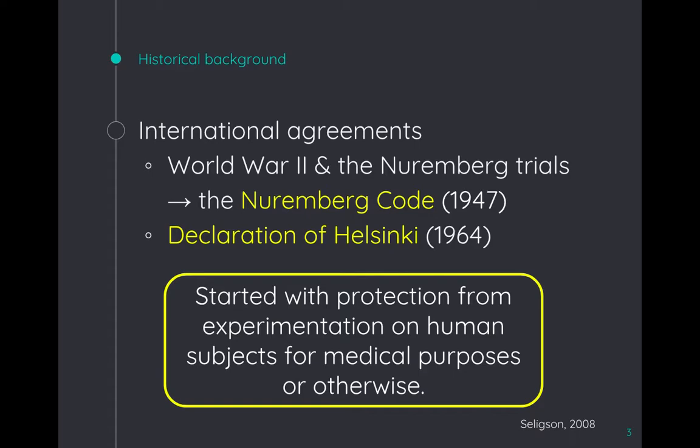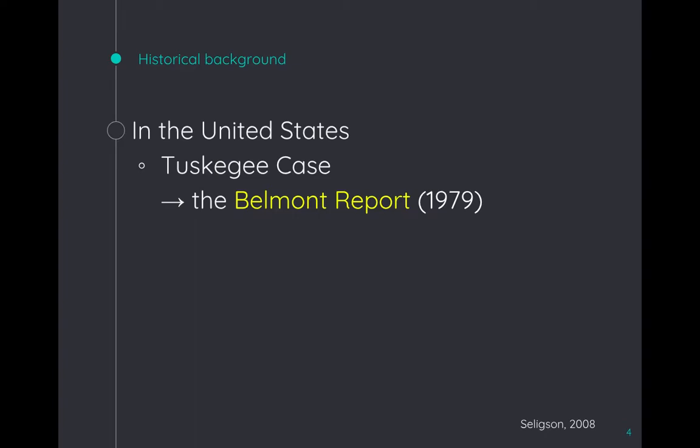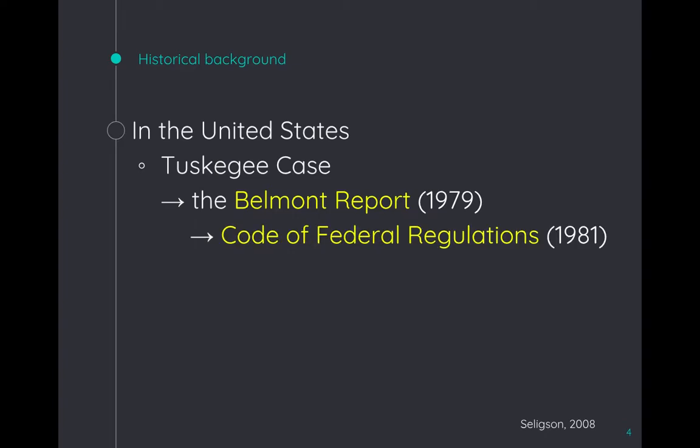These codes, this declaration, were based on medical research, and it was in order to protect humans from being experimented on. These principles later developed into what we use for social science research, including education research. Later in the United States, again as a result of medical trials and what was known as the Tuskegee case, the Belmont Report in 1979 developed.